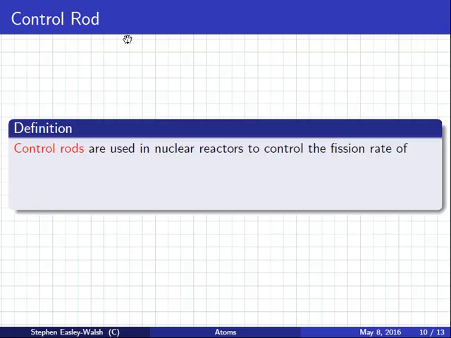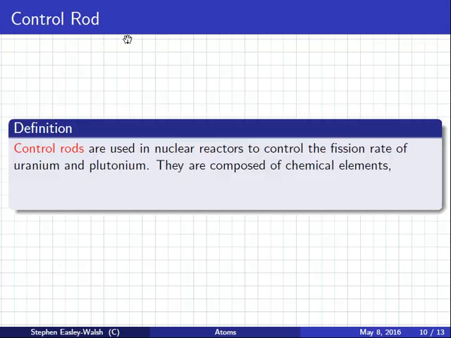So control rods are used to control the rate of fission, the uranium, plutonium. Now, the control rods, well, we talked about them already. They control the rate of fission. So when you want more, you lift the control rod, and when you want less, you lower the control rods.